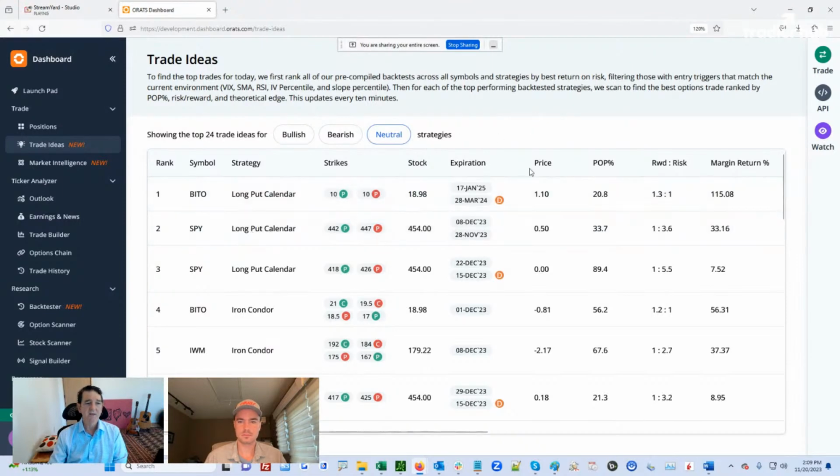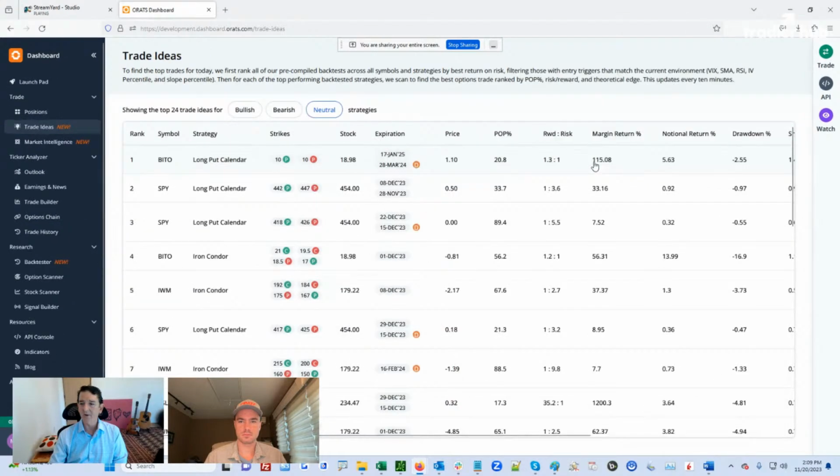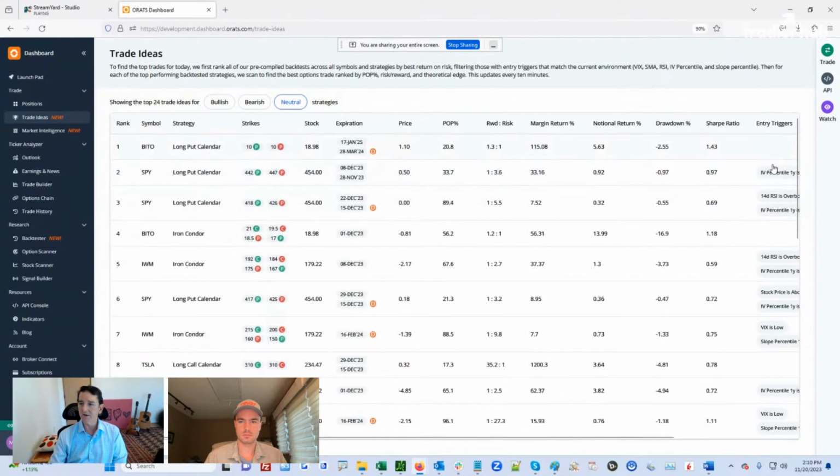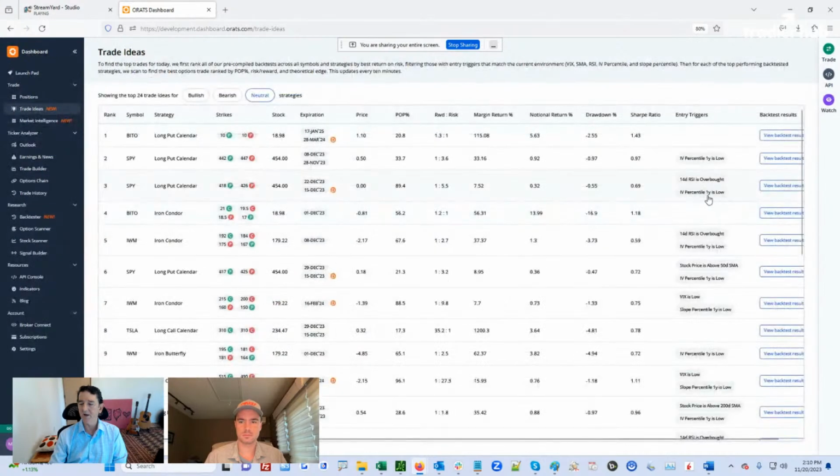What I like to do is I like to go in, and I'm going to make this a little bit smaller because here are the entry triggers for now. So in SPY, here's a long put calendar with the RSI only tested when the RSI is overbought, like it is now, and the IV percentile is low. So that's a decent looking strategy. Is this a strategy I want to look at? Yeah, it's a diagonal, so it's a calendar, but it's really a diagonal. So then I could look at, is this something I want to do? It's a high probability of profit.